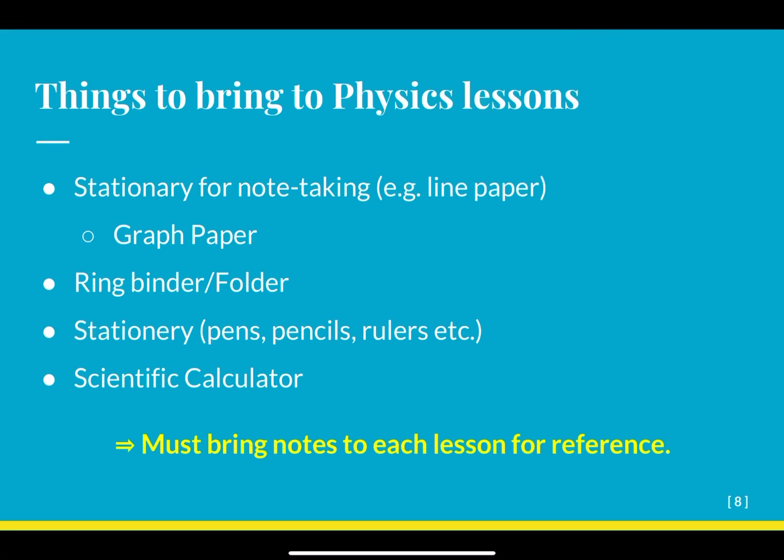Things to bring to your physics lessons. Very general things: stationery for note taking, so lined paper, pen, pencil, graph paper. Have a folder, something to collect your notes so that your notes won't be flying around. Calculator, also very important; you can use calculators for your exam. And we also recommend you bring some notes from the previous lesson, for your reference, to remind yourself what we've been doing last lesson.